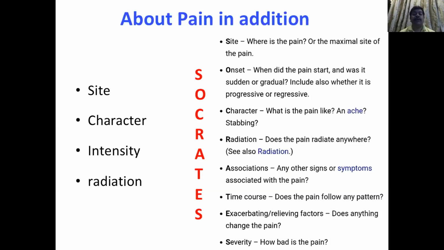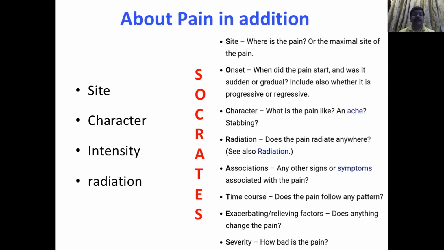Another mnemonic is there to help you, which is by the name of SOCRATES. So each word means something. S for site, where is the pain? O for onset, when did the pain start, and whether it was sudden or gradual. The character, what is the pain like? Is it stabbing or throbbing or dull aching? Radiation, does the pain radiate anywhere?